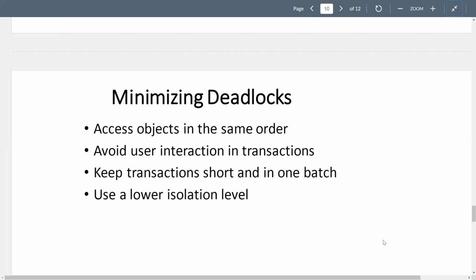And then the last practice is use a lower isolation level. That depends on your business requirements. Okay, so we just need to use the isolation level we need to use. Don't go with something which you don't need. That's what I'm saying.